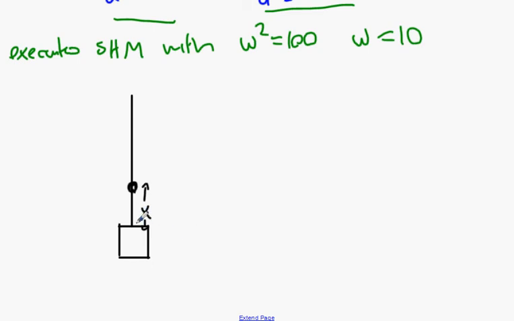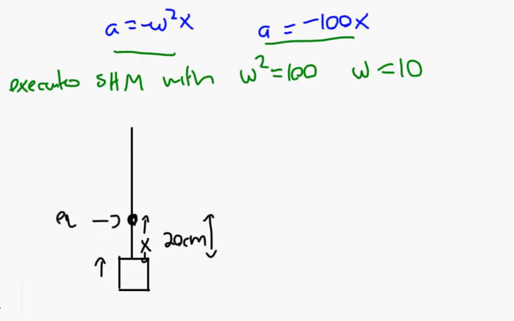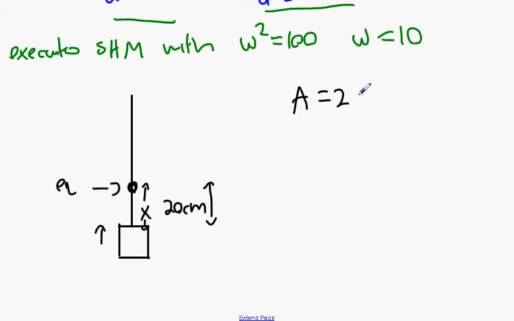Now, you release it from rest. What is the amplitude of its motion? Where you release it from, compared to the position of equilibrium, is the amplitude. So what is the amplitude of this? We're told we drew it down 20 centimeters from the equilibrium position. This is in fact telling me that the amplitude is 20 centimeters.